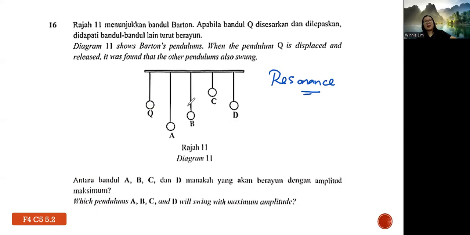So among A, B, C, D, which one has the same common idea with Q? It is the context of length. So the length of Q is exactly the same as which one? Sorry, exactly the same as D. Notice or not? So they have the same length. That's why they experience resonance. Okay, so they will swing with maximum amplitude. So for this question, the answer is B.